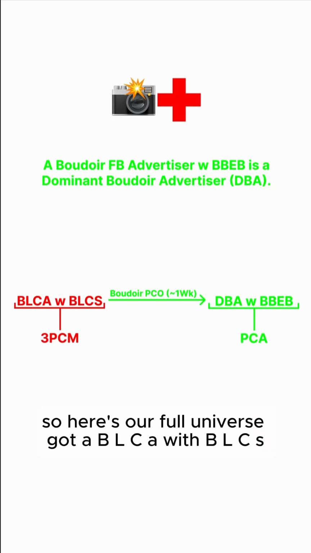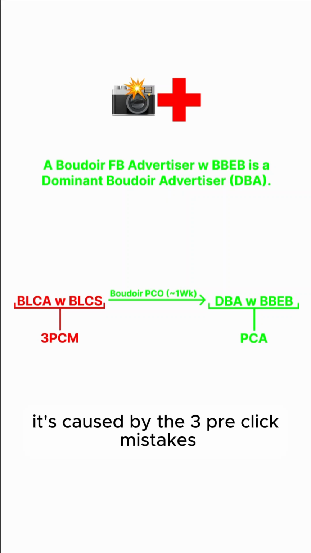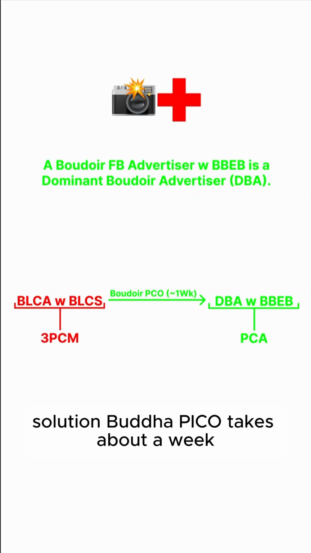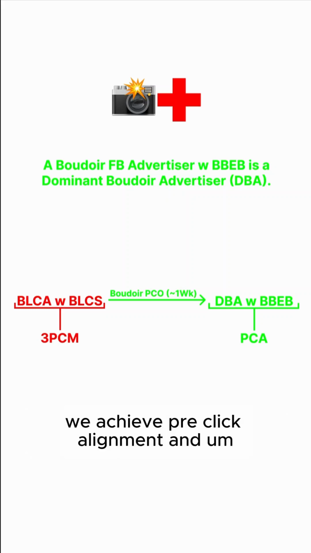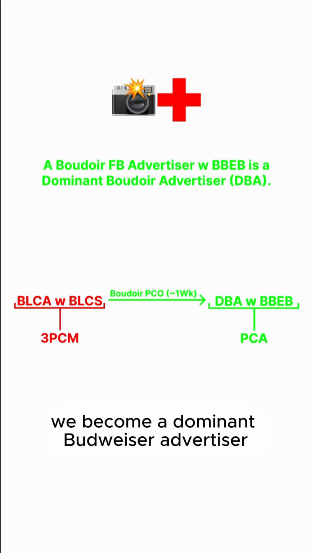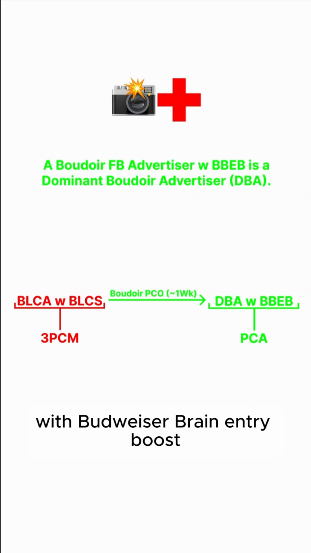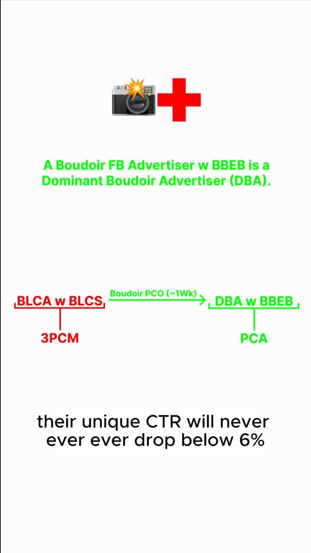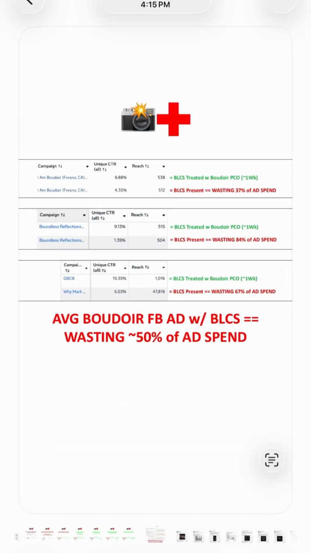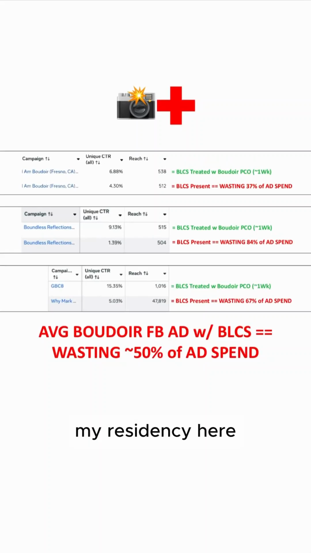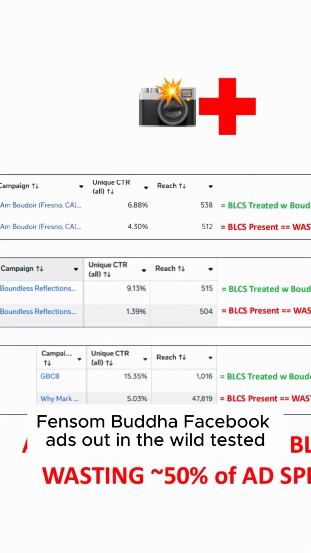So here's our full universe. Got a BLCA with BLCS. It's caused by the 3 pre-click mistakes. Solution: Boudoir Pico takes about a week. We achieve pre-click alignment, and we become a dominant Boudoir advertiser with Boudoir brain entry boost. And those Boudoir Facebook ads, their unique CTR will never, ever, ever drop below 6%. So now, my residency here. Found some Boudoir Facebook ads out in the wild.